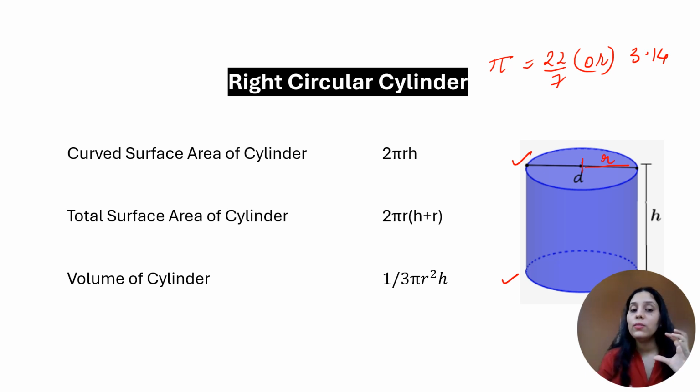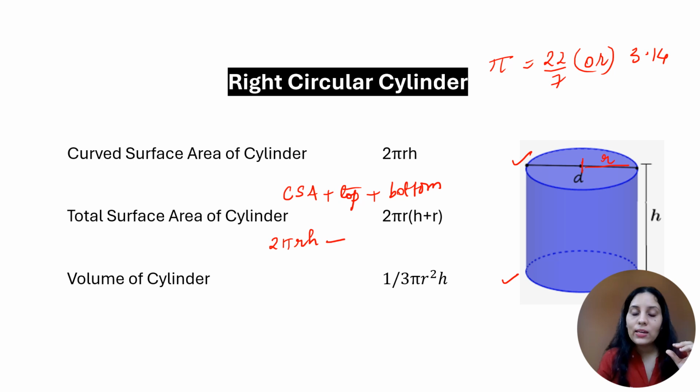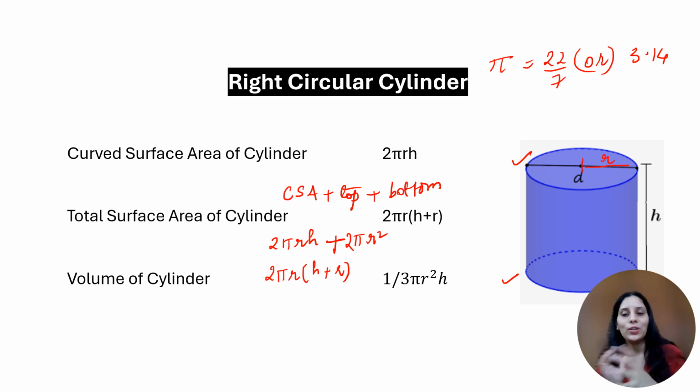And TSA of cylinder, total surface area, is always curved surface area plus top plus bottom. So if I break it down for you, curved surface area is 2 pi RH plus top and bottom are circular shape. So what is area of circle? Pi r square. Since we have 2, it becomes 2 pi r square. So if I take 2 pi r common, I am going to get h plus r, which is total surface area. So always total surface area of any figure is curved surface area plus top and bottom.